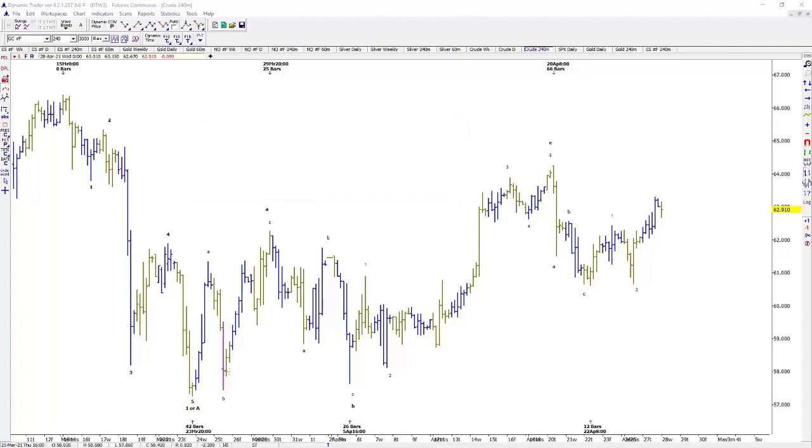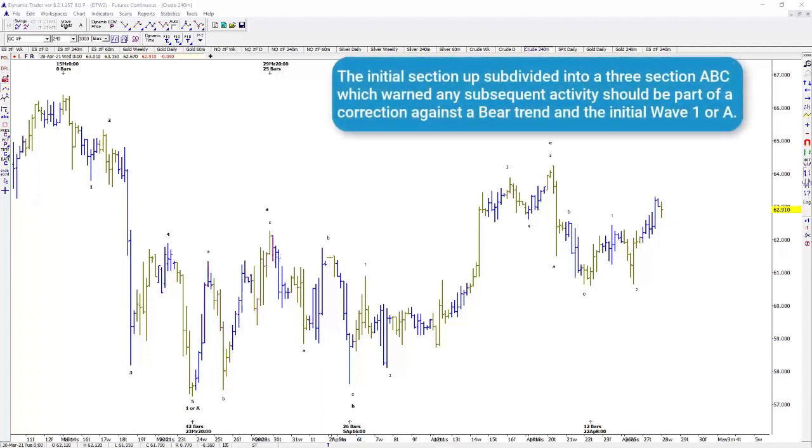Now, why would we think that this was an A, B, C and not a 1, 2, 3 in the beginning of a bull trend? 2 reasons. Number one, the initial section up subdivided into 3 sections. 3 sections are always part of a counter trend move. So more than likely, regardless of how this pans out, eventually it will be a correction to this initial decline.